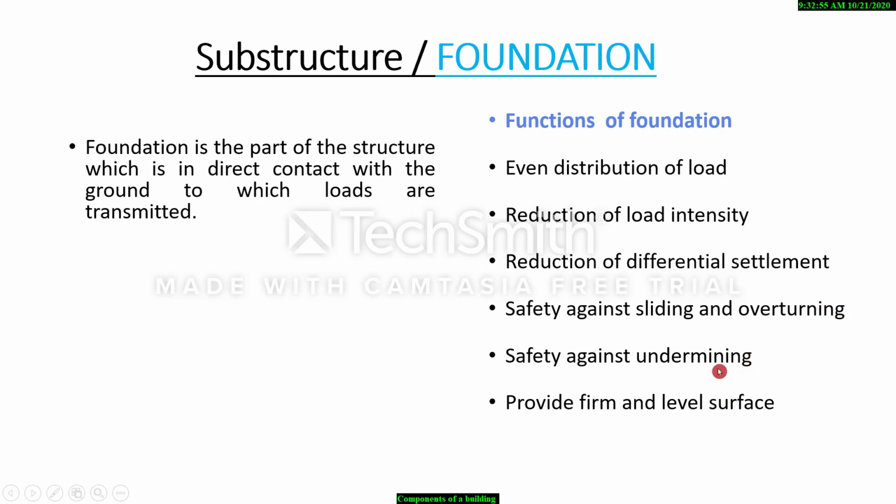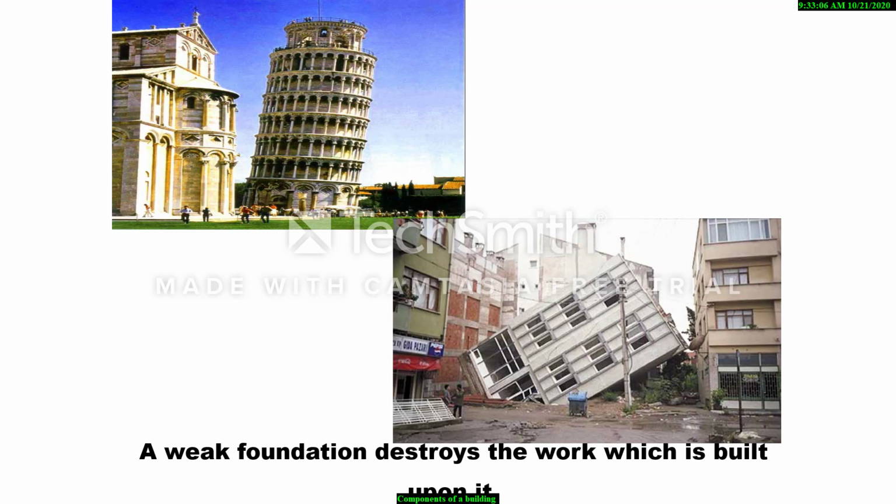Safety against undermining, because we're providing some closure below the ground level, and it provides a firm and level surface. So this figure shows what is the problem if we didn't go for a good foundation. It may result in the overturning. It may result in the complete collapse of the building.